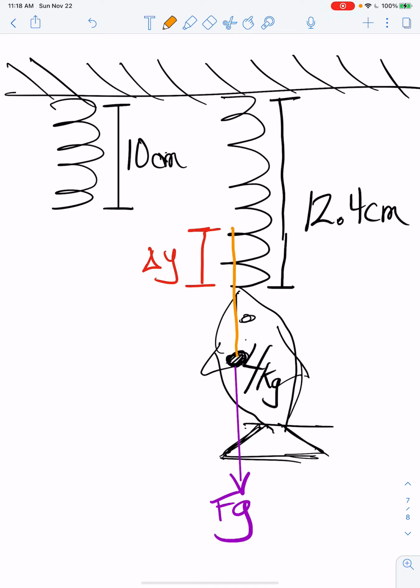What's this going to equal? This would be the force of the spring, right? The restoring force, which points back towards equilibrium. Where's equilibrium? Right there, that orange dotted line, right? And so this is the force of the spring.